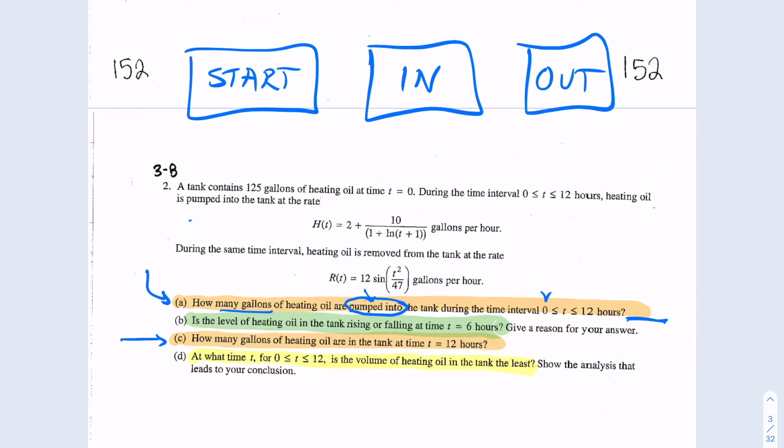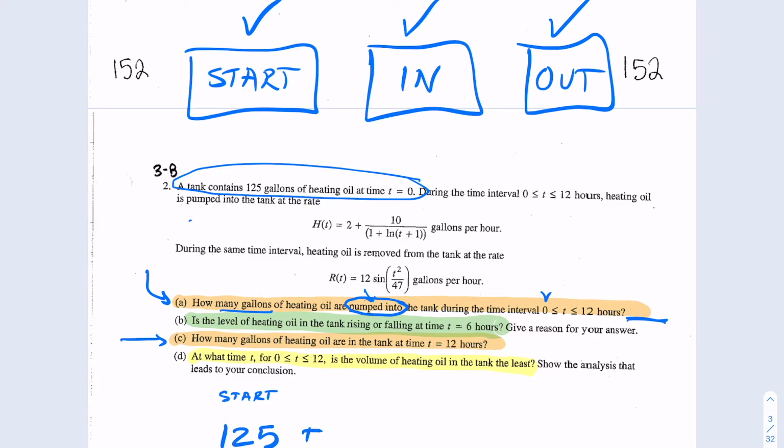If you're trying to find out how much oil is in the tank, you have to know what you start out with, how much oil is already in the tank. And you have to know how much oil is going in, and you have to know how much oil is leaving. So you have to consider all 3 here, okay? So at the beginning, at time equals 0, how much did we start out with? Okay, so if you read it, it says it right there. At t equals 0, we already have 125 gallons, okay?